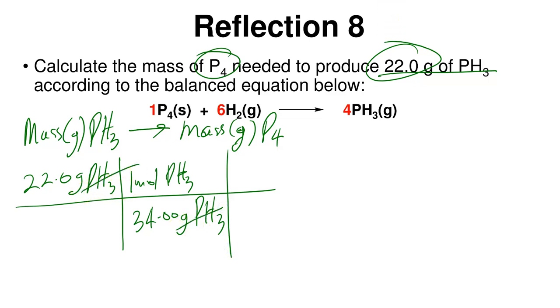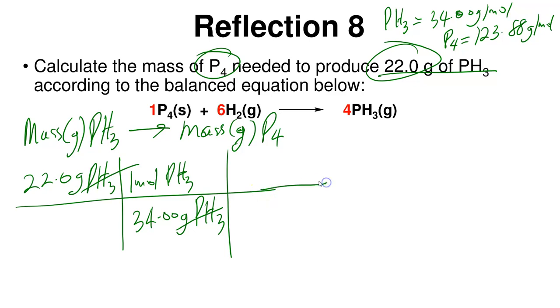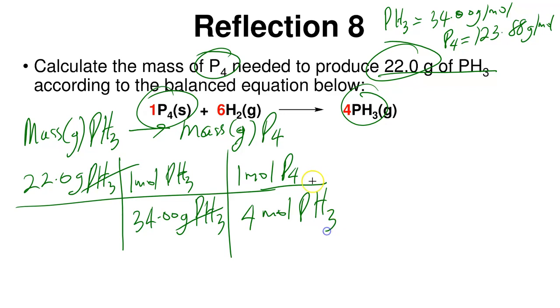So just to let you know, the molar mass of PH3 is 34.00 grams, and the molar mass of P4 is 123.88 grams per mole. These are all grams per mole. So now that we're here, we want to convert from moles of PH3 to moles of P4. What is the mole ratio? Since we want to eliminate PH3, now it's going to be on the bottom. So it's going to be a mole of P4 over 4 moles of PH3. This will cancel this.